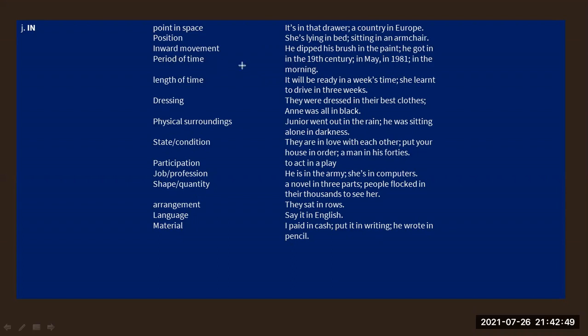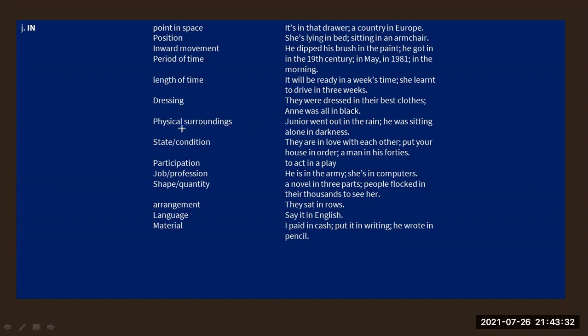Then to talk about period of time: in the 19th century, in May, in 1981, in the morning. You can use in also to talk about the length of time. It will be ready in a week's time. She learned to drive in 3 weeks. You can talk about dressing using in. For example, they were dressed in their best clothes. Anne was all in black, all right?